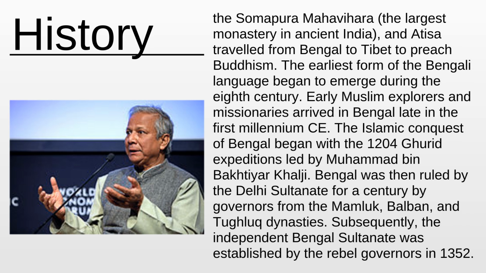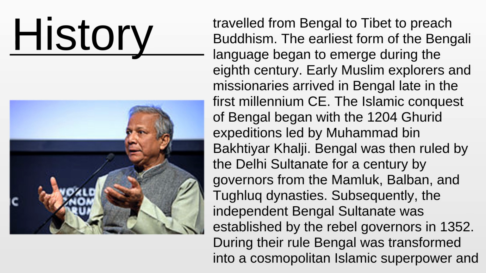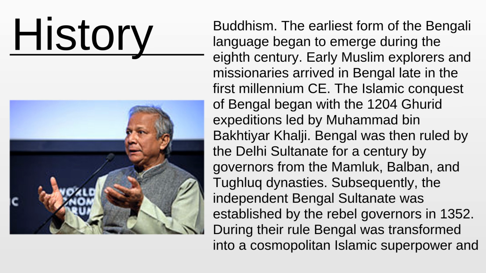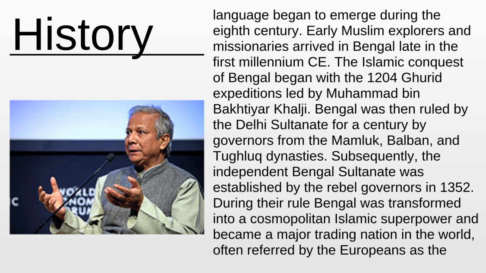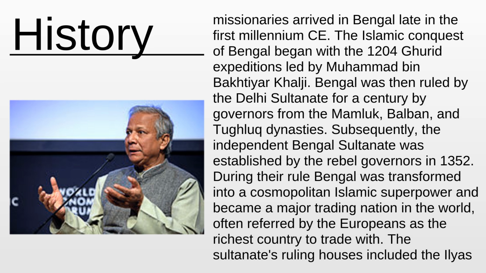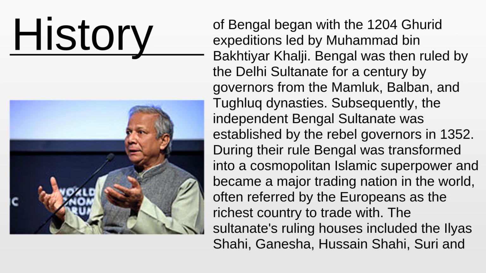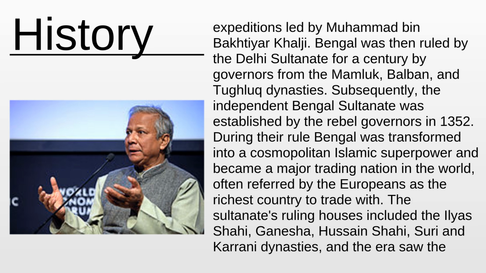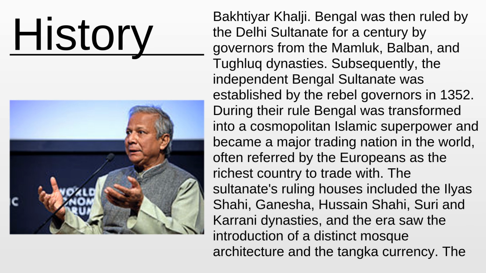Early Muslim explorers and missionaries arrived in Bengal late in the 1st millennium CE. The Islamic conquest of Bengal began with the 1204 Ghurid expeditions led by Muhammad bin Bakhtiyar Khalji. Bengal was then ruled by the Delhi Sultanate for a century by governors from the Mamluk, Balban, and Tughlaq dynasties. Subsequently, the independent Bengal Sultanate was established by the rebel governors in 1352.